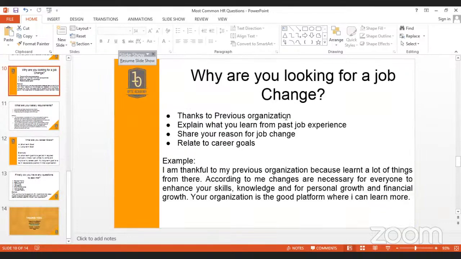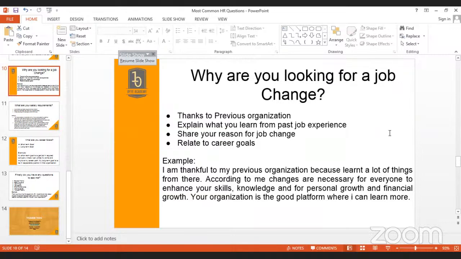So why are you looking for a job change, right? So always give a token of thanks to your previous organization, right? So do not mention to the interviewer that you had bad terms with your previous organization. Even if you had bad terms, do not mention those things, right? It creates a negative impression about you. So do not do that. Always give a token of thanks to your previous organization about the learnings, about the things that you have learned in your past. So always mention those things.